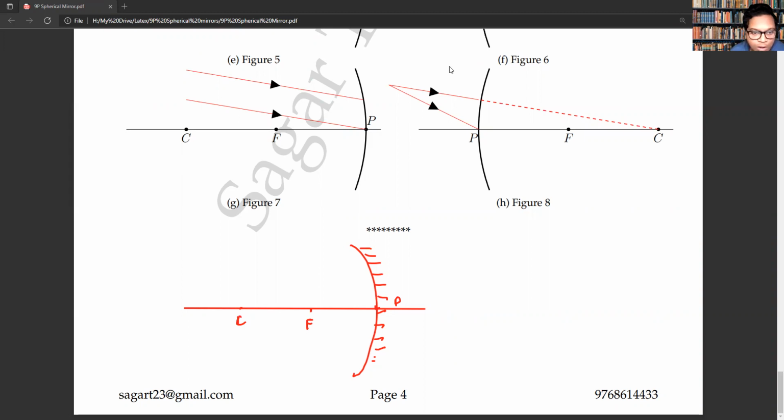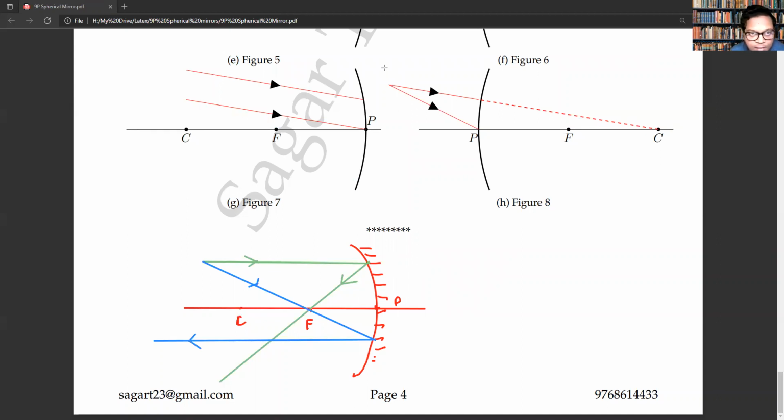I'm using one particular color for one type of ray. So this is a ray which is traveling parallel to the principal axis. This ray reflects and passes through the focus. So this is one of the rays. Another type of ray is a ray which passes through the focus and after reflecting goes parallel to the principal axis. So this is the second ray.